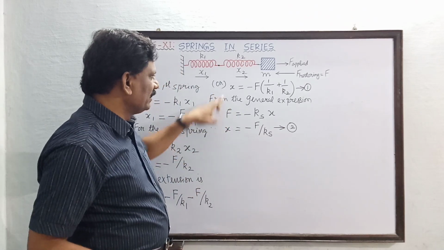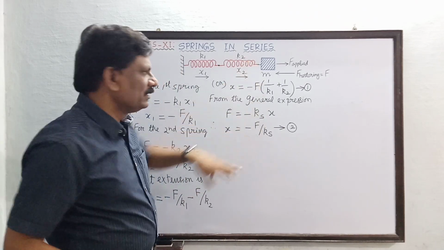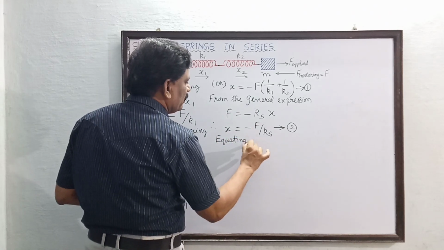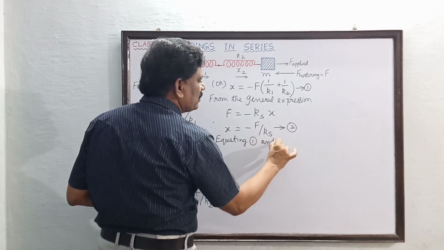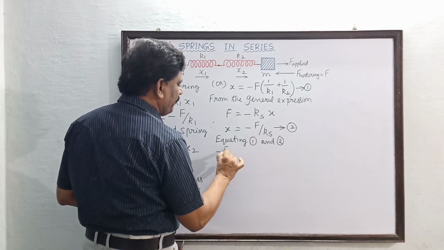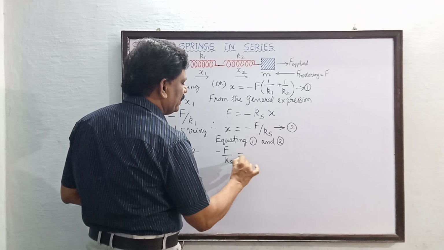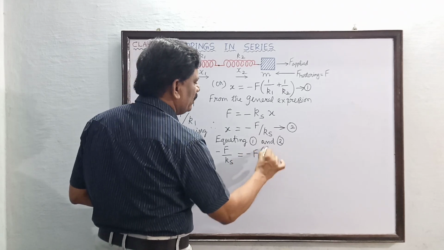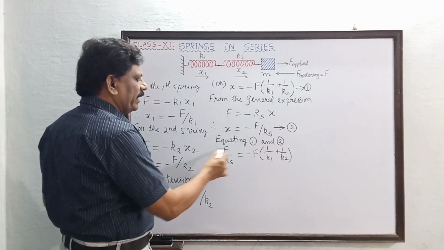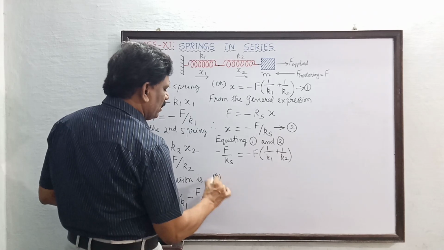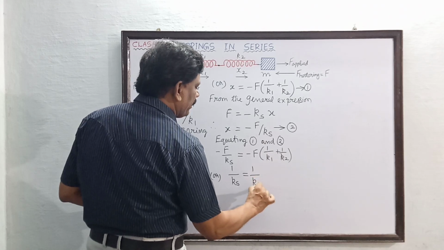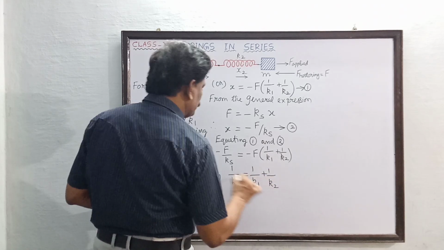So the left hand sides are the same. I am going to equate these two equations. Equating 1 and 2, the right hand sides of equations 1 and 2 are equated. So I will write minus F divided by Ks is equal to minus F into 1 by K1 plus 1 by K2. Minus F gets cancelled, and we can write 1 by K series is equal to 1 by K1 plus 1 by K2.